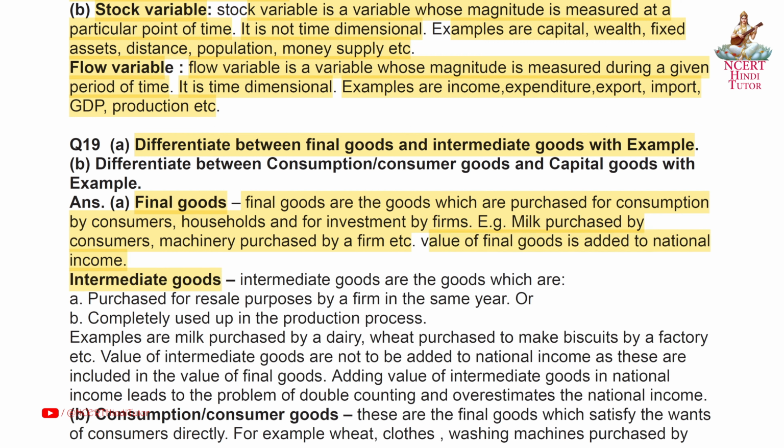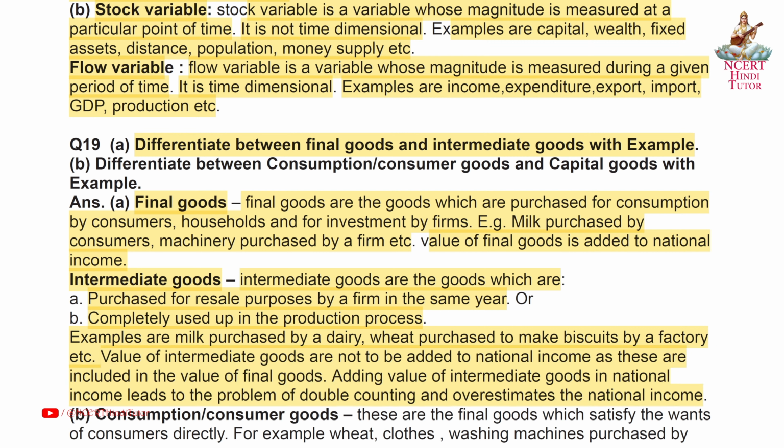Intermediate goods. Intermediate goods are the goods which are A. purchased for resale purposes by a firm in the same year, or B. completely used up in the production process. Examples are milk purchased by a dairy, wheat purchased to make biscuits by a factory, etc. Value of intermediate goods is not to be added to national income, as these are included in the value of final goods. Adding value of intermediate goods in national income leads to the problem of double counting and overestimates the national income.